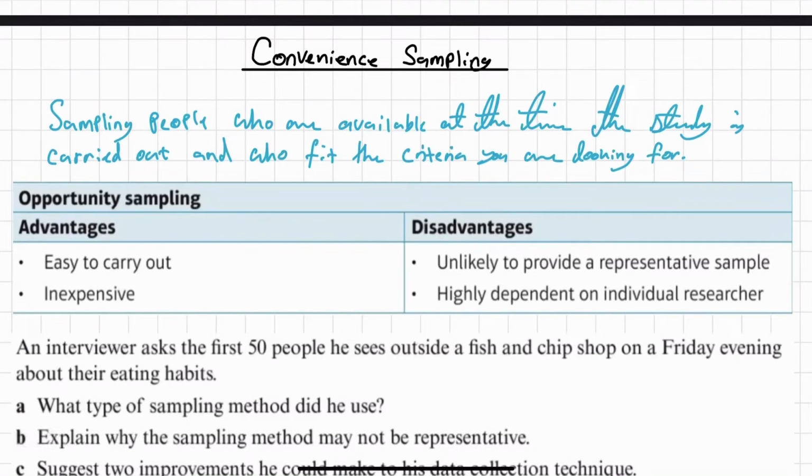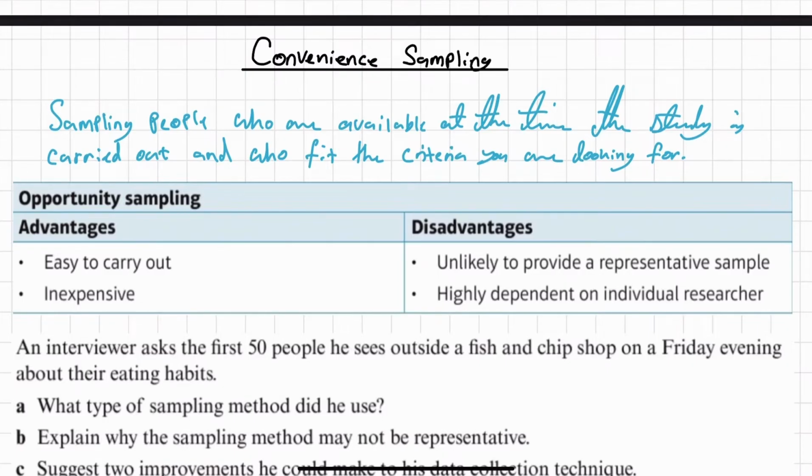Okay, so now we're moving on to our non-random sampling methods. By non-random, I mean not everyone has an equal chance of being selected. So you can already see what some of the disadvantages may be of these non-random sampling methods. The first non-random sampling method we're going to look at is convenience sampling.